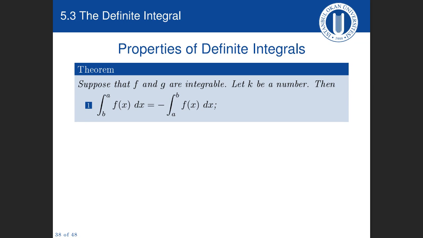Rule number 1, which is more of a definition than a theorem really, but I'm writing it in a theorem. The integral from a to b of f of x dx is equal to minus the integral from b to a of f of x dx. What that means is you can swap the upper limit of integration and the lower limit of integration. We can swap their places around as long as we put a minus sign in front of the integral. We'll be using that later today.